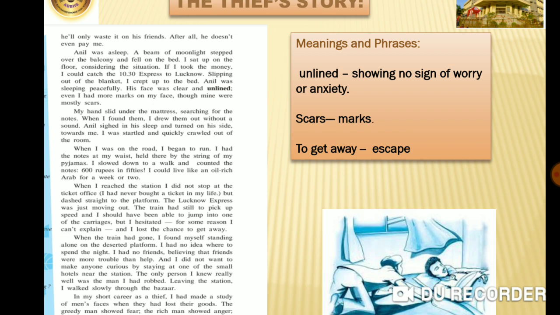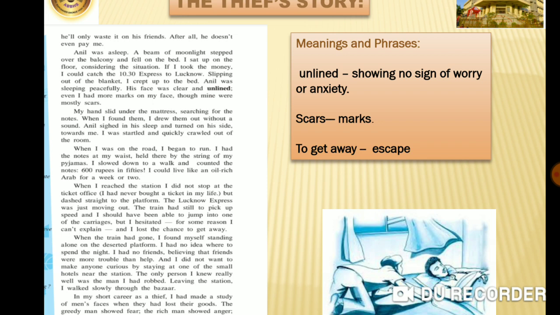Further he says, when I reached the station, I did not stop at the ticket office. I had never bought a ticket in my life. Being a thief, can he buy a ticket? Never. So he never had a habit of buying a ticket. But he dashed straight to the platform. The Lucknow Express was just moving out. So according to his plan, at 10:30 he reached there, and the Lucknow Express was moving out of the station.